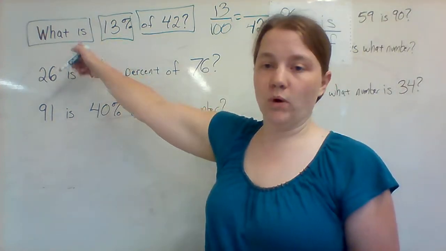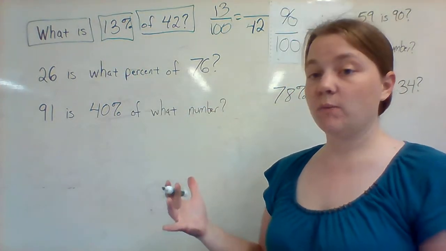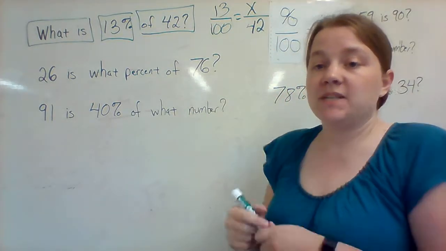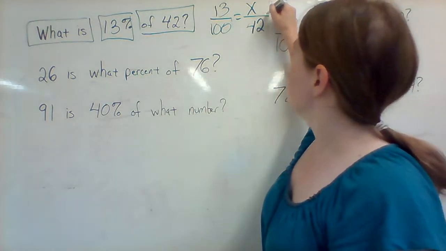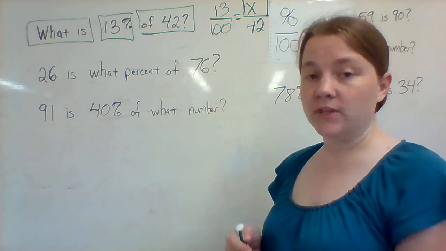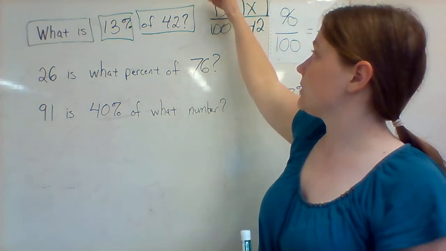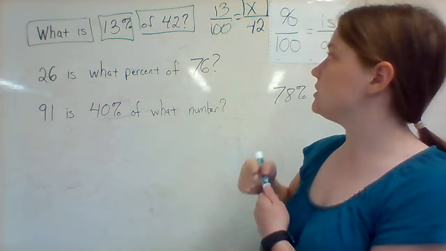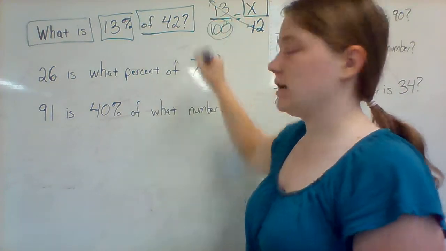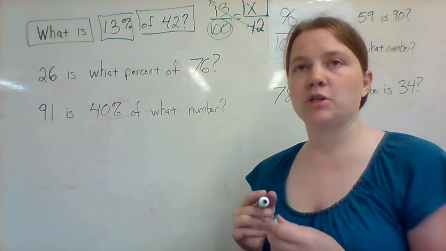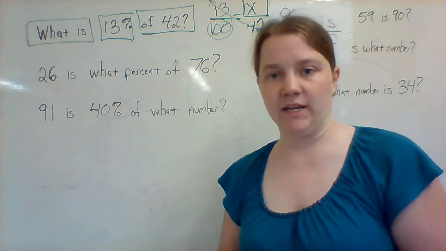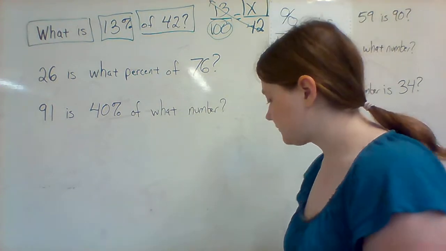Then it says what is. That's the one thing we don't know, so I'm going to put my variable x, which means I don't know. We've also been using this in class. Either way works. To solve this, all you have to do is cross multiply and divide. So in this case, you'd cross multiply 13 times 42 and divide by 100. But I'm not going to show you that because we've done a lot of practice with that, and it's going to make a much longer video. We will practice in class.